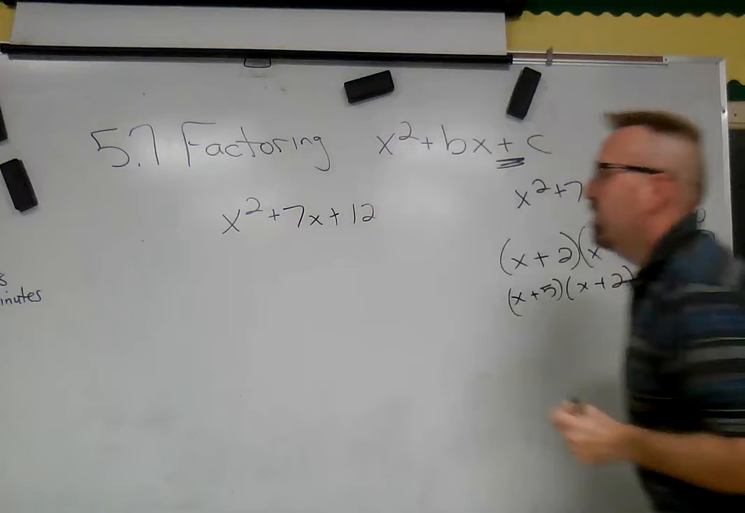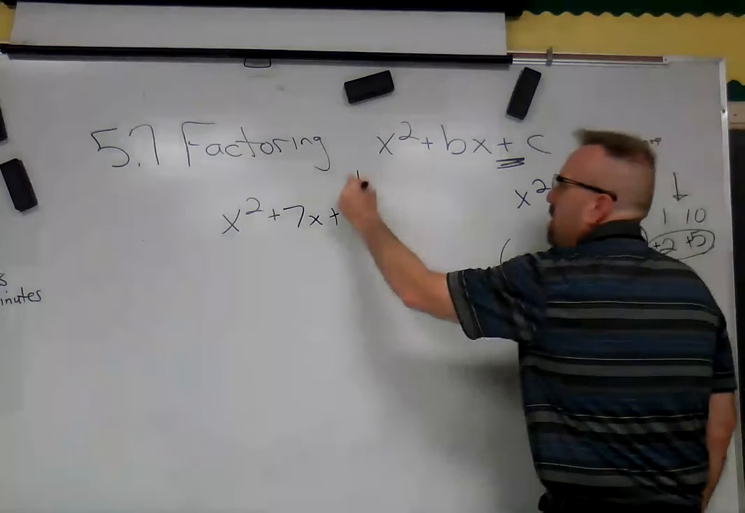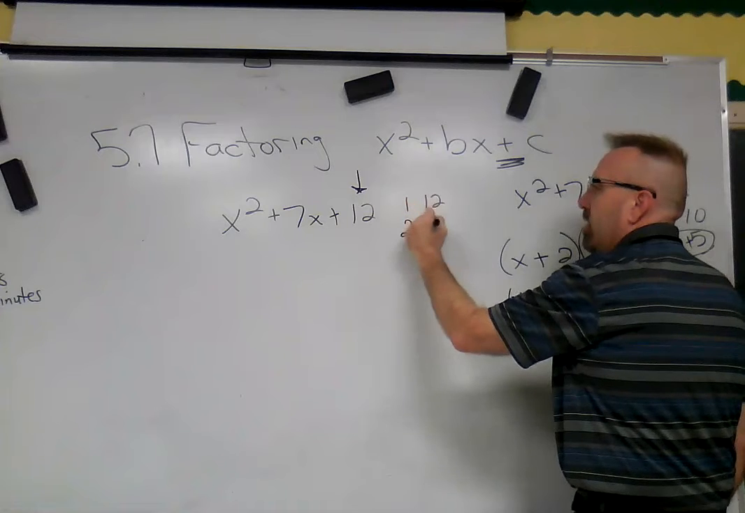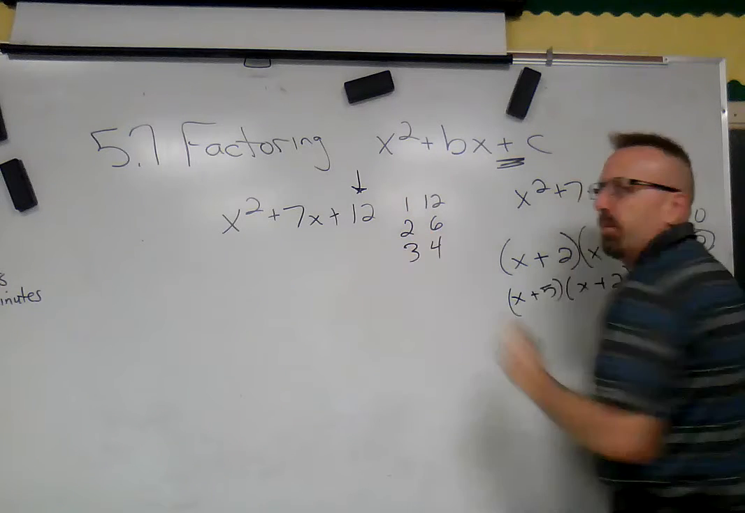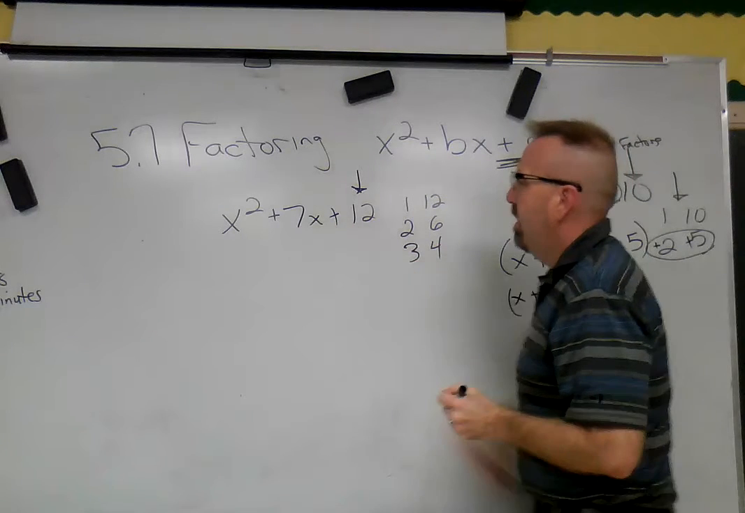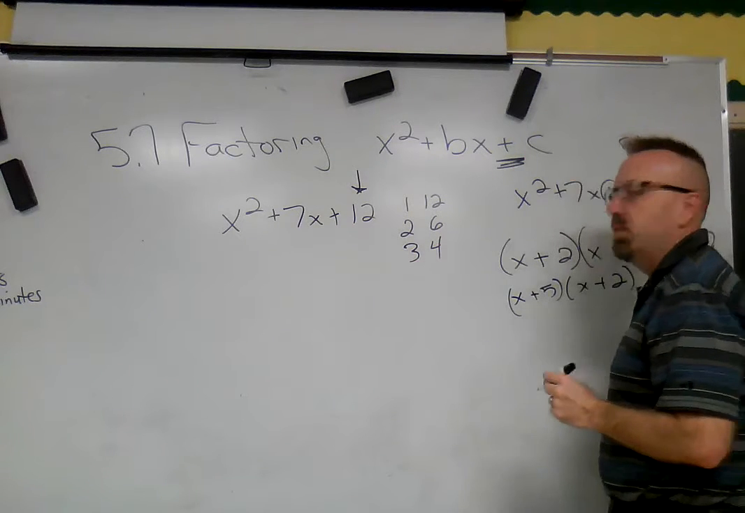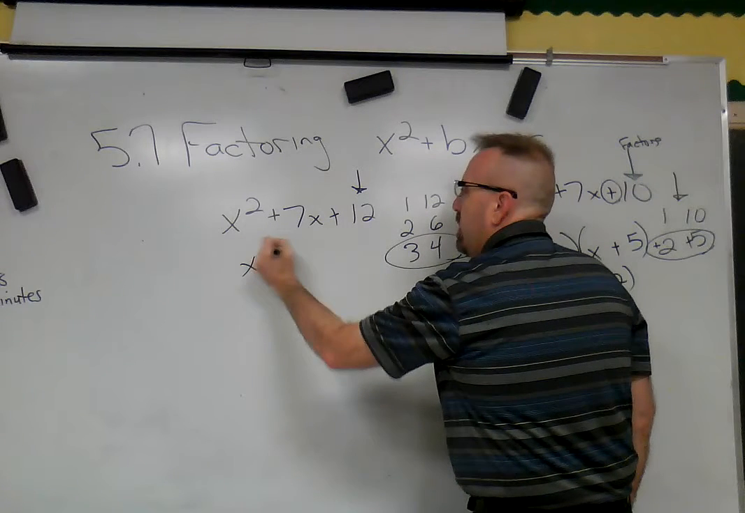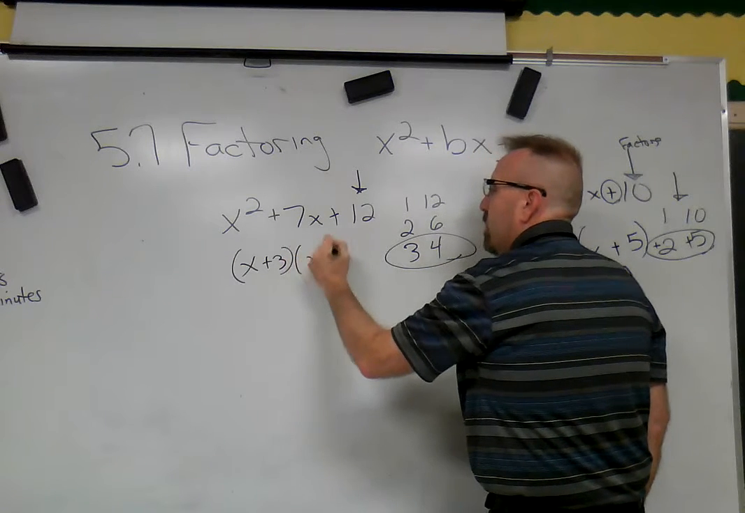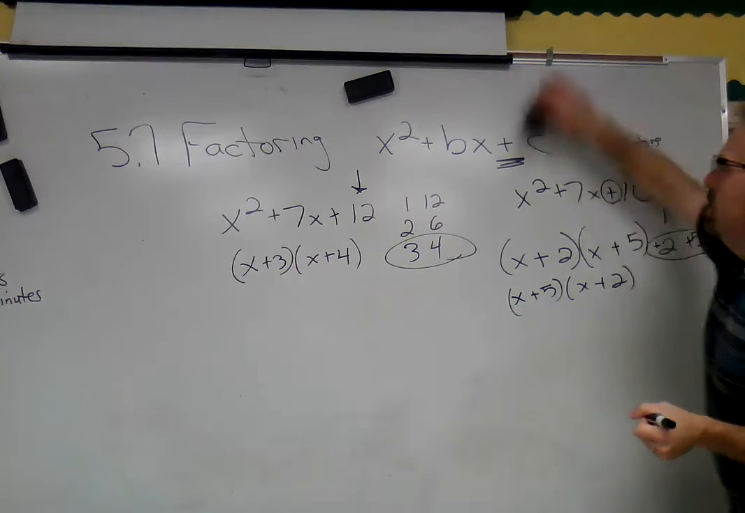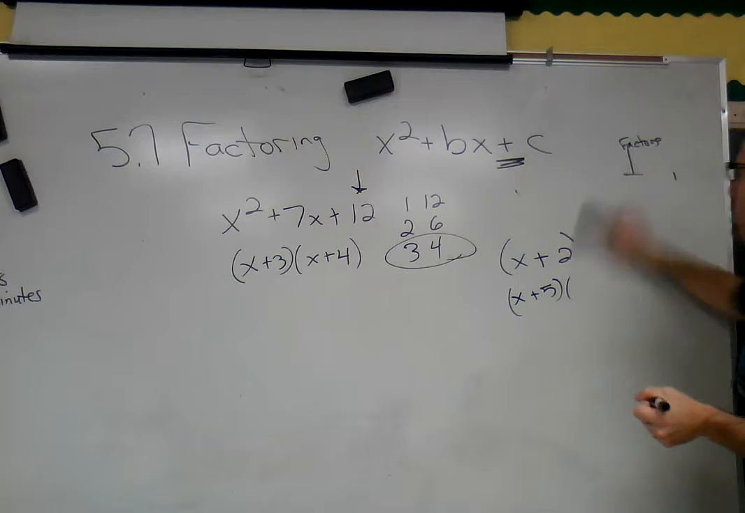All right, so first step, we always look at c. We want the factors of c. For now, I would recommend writing out every single pair. Okay, so we want the pair that adds to be 7. Which pair adds to be 7? 3 and 4. x plus 3, x plus 4. Okay. Do a few more.